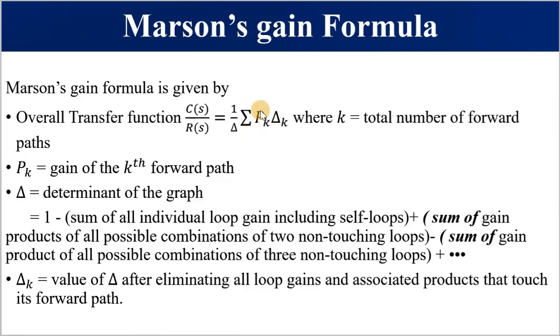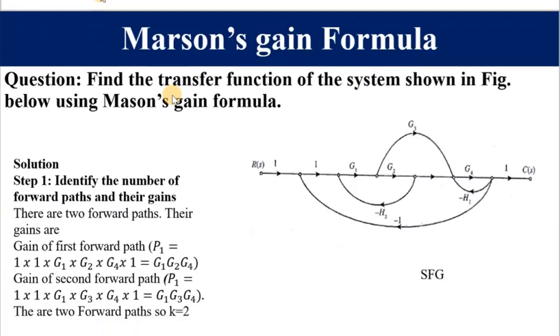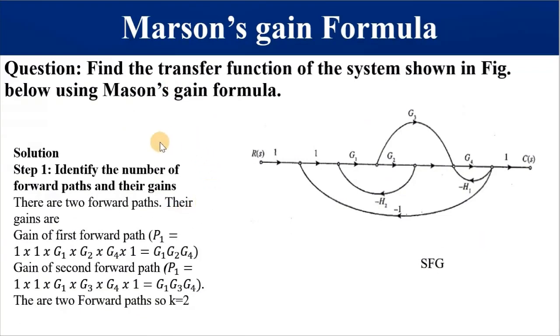So what am I saying? You must be able to identify forward paths, and identify loop gains. You also must be able to identify touching and non-touching loops. You also must be able to identify loops that touch the forward paths. It's now question after question until we finish. So pay attention to how you approach each question.